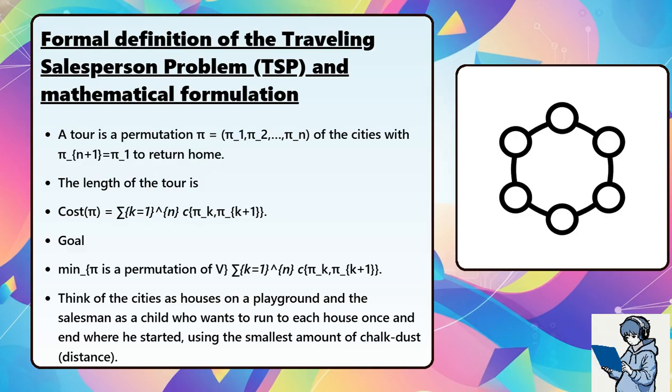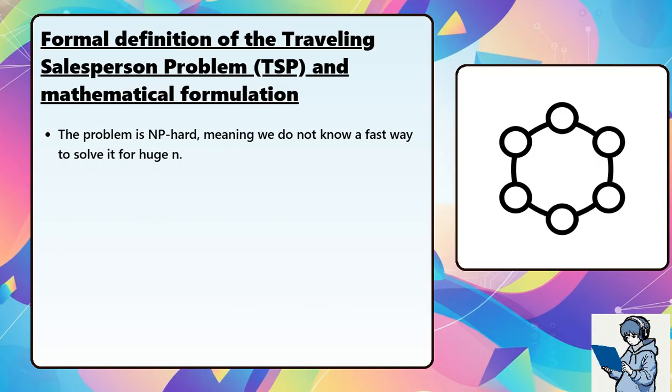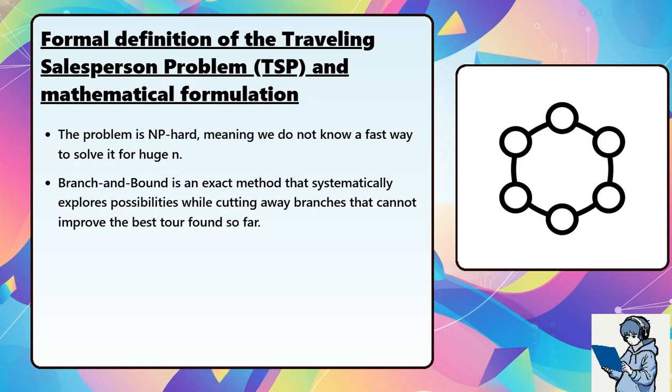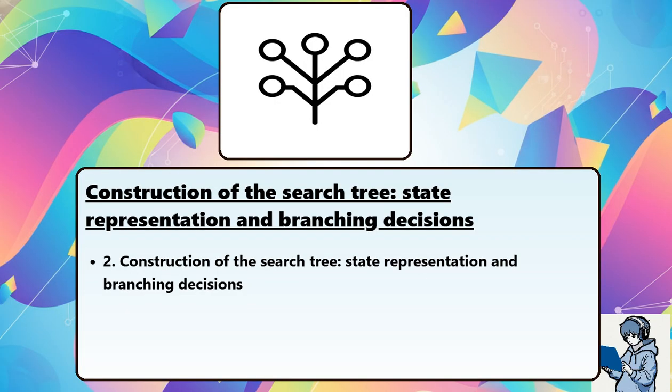Think of the cities as houses on a playground, and the salesman as a child who wants to run to each house once and end where he started, using the smallest amount of chalk dust (distance). The problem is NP-hard, meaning we do not know a fast way to solve it for huge n. Branch and bound is an exact method that systematically explores possibilities while cutting away branches that cannot improve the best tour found so far.